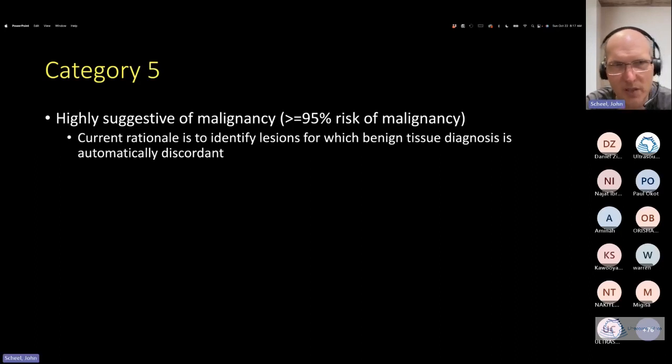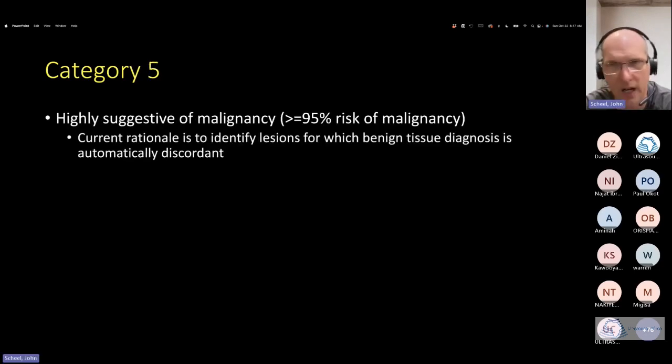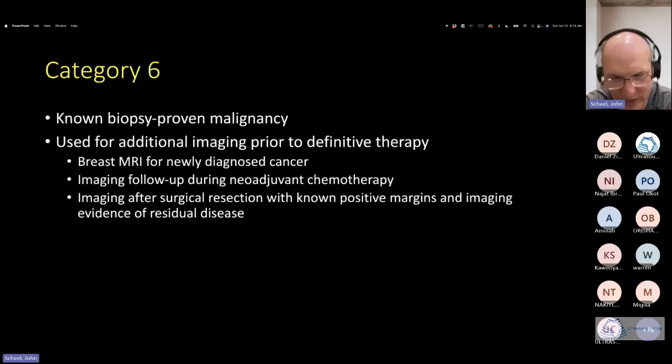And really we use this because we want to identify lesions that are so suspicious that if a biopsy comes back benign, we don't want to accept benign. We want to continue trying to find out what it's caused by. So this distinction is very important for places that do biopsies and follow up on biopsy results.